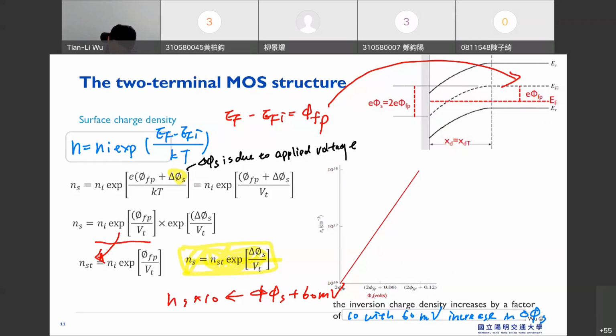So you can see from this graph, this is our surface charge density with our surface potential here. So the best we can achieve is that we increase this one, delta phi_S, equal to 60 millivolt. And then we can have the 10 times increase of our surface charge.